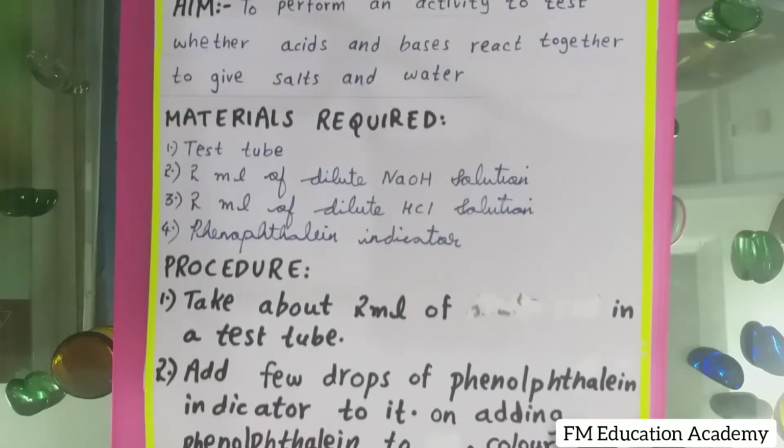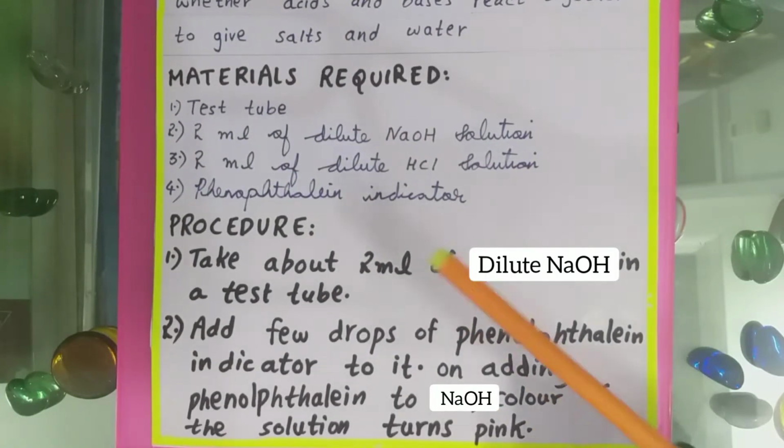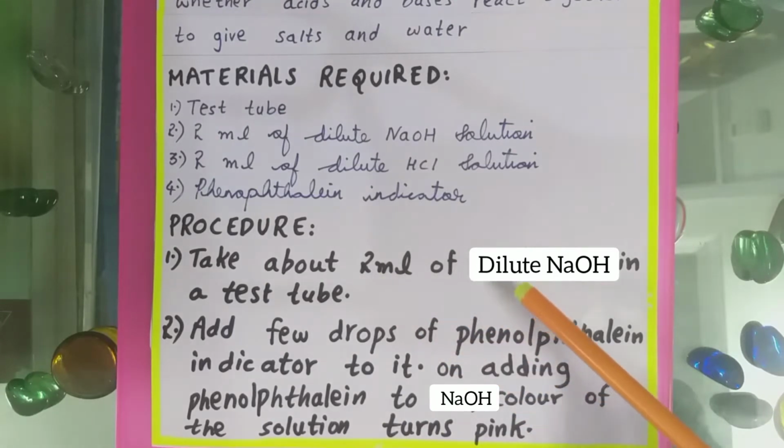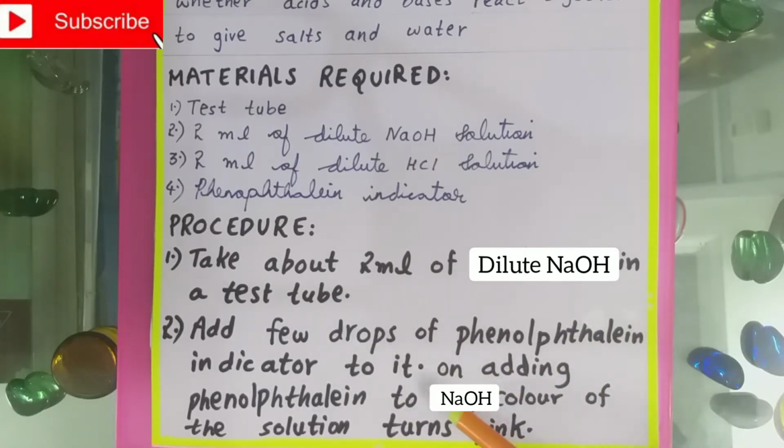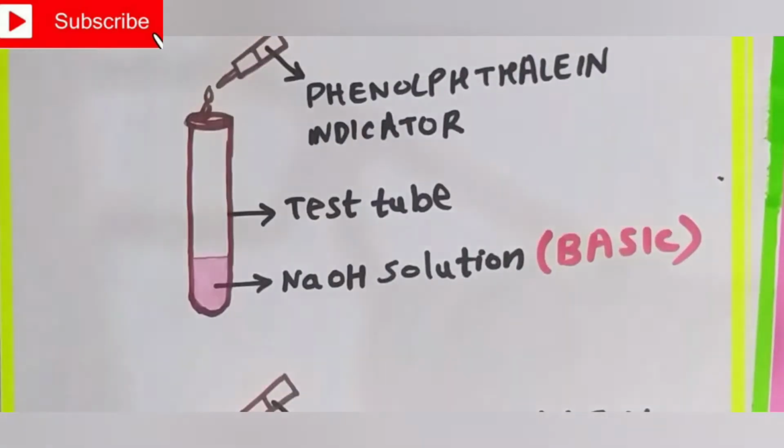Now what is the procedure? We are going to take about 2 ml of dilute NaOH in a test tube, and then we are going to add a few drops of phenolphthalein indicator to it. And on adding phenolphthalein indicator to our sodium hydroxide solution, we can observe that the color of the solution turns pink.